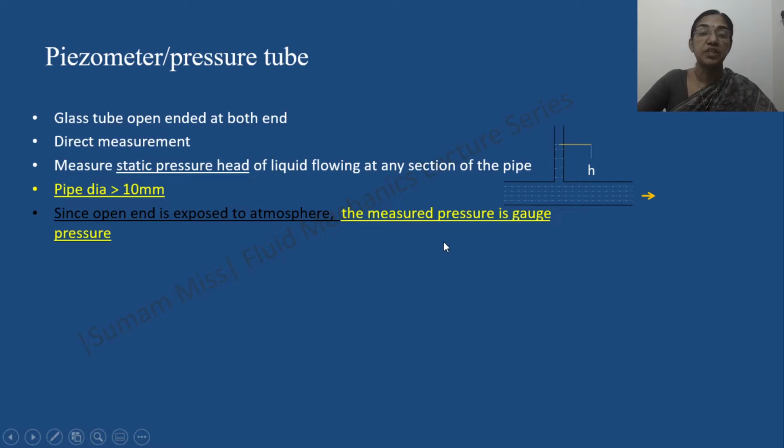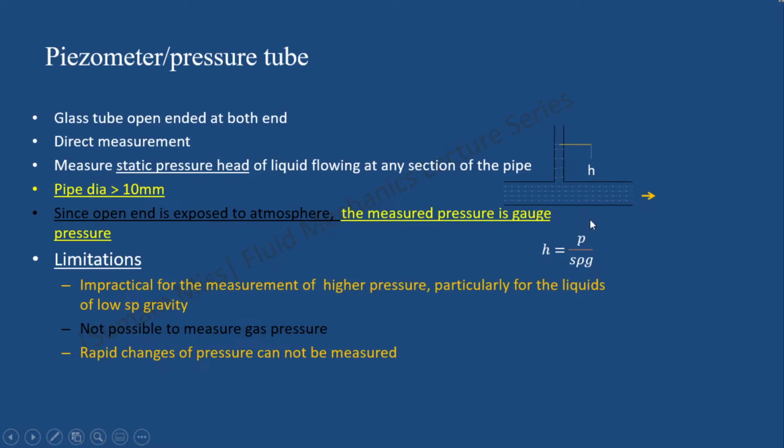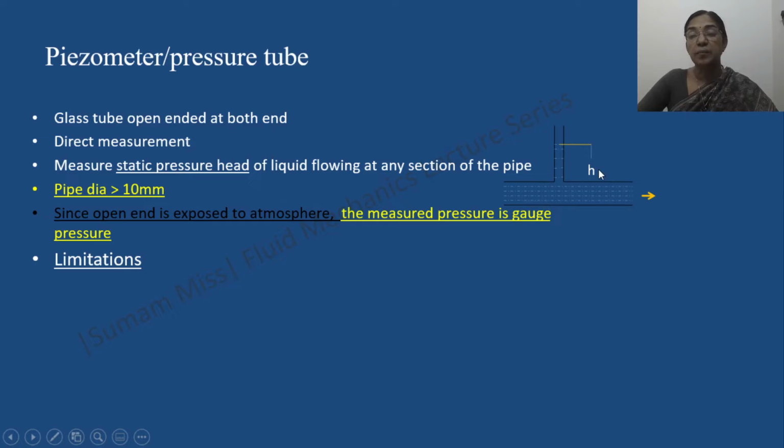Now, let us look into the limitations of the piezometer. The piezometer is a glass tube and pressure is expressed as the height of the liquid column, so H equals P divided by S rho g. One limitation of the piezometer is that it is impractical for the measurement of large pressure. Another limitation is that it needs a free surface of the liquid to measure the static pressure head.